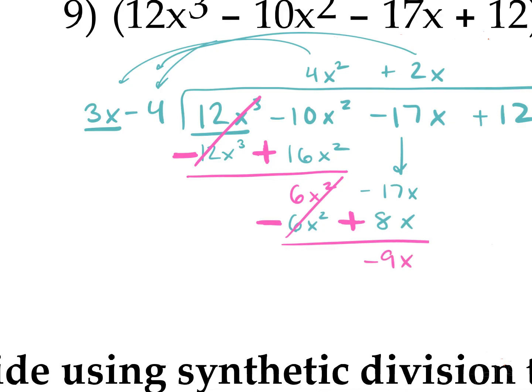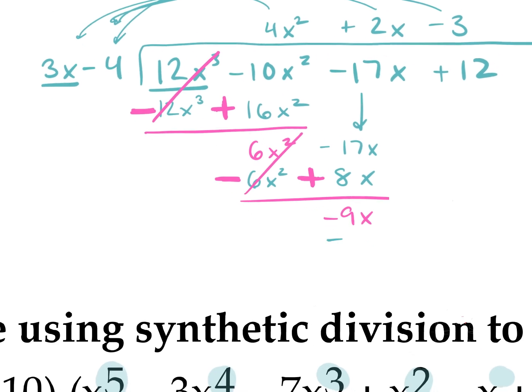Negative 9x divided by 3x. Negative 3. Then we multiply. Negative 3 times 3x is negative 9x. Negative 3 times 4 would be 12. Yeah, positive 12. Change the signs and combine. So the 9x's cancel. I'm going to drop down this 12. 12 minus 12 is 0.